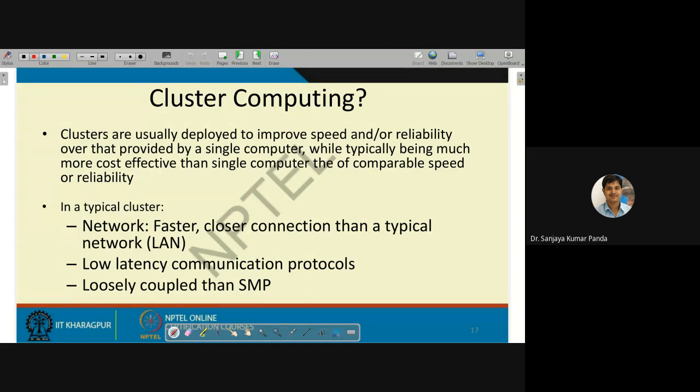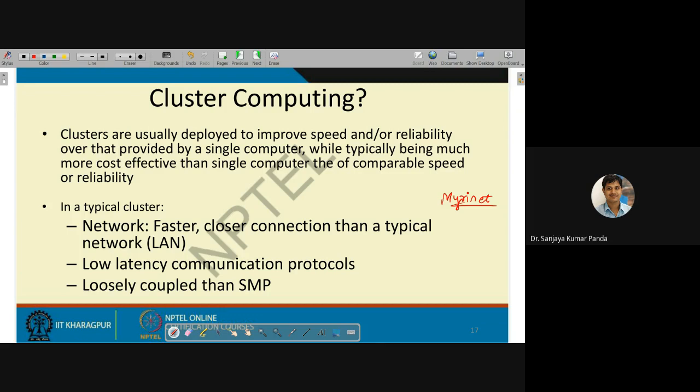So in a typical cluster, you can see you have a network. You need a faster network. There is an interconnection that is called as Myrinet. You can search in Google. So Myrinet is used to connect different computer systems in the cluster. Basically, we need a faster communication, a closer connection than a typical network, like the local area network you are using in a particular building or a hostel to transfer some data. In the cluster case also we need a faster interconnection network that is called as Myrinet.